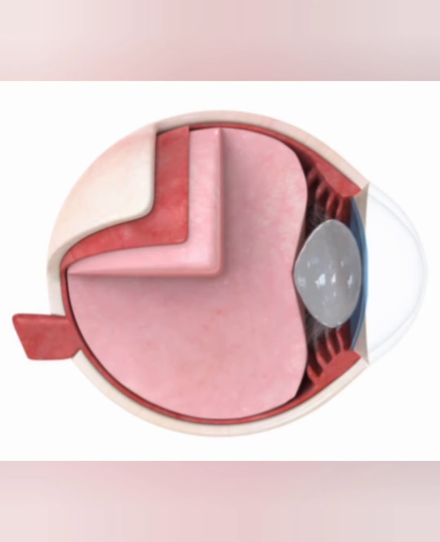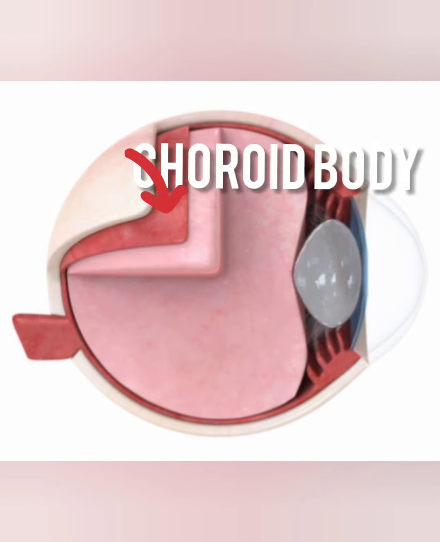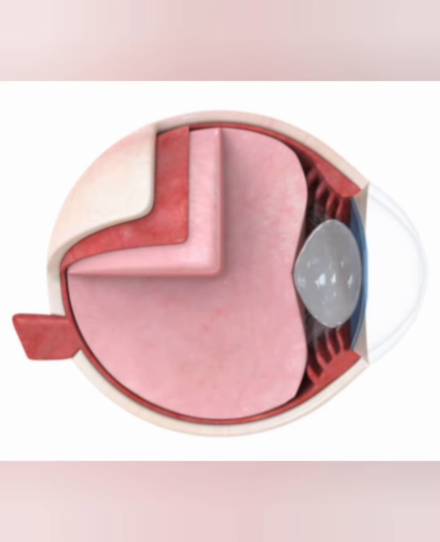So the posteriormost part of the middle layer is called the choroid, and the anterior triangle-shaped thickened area is called the ciliary body.